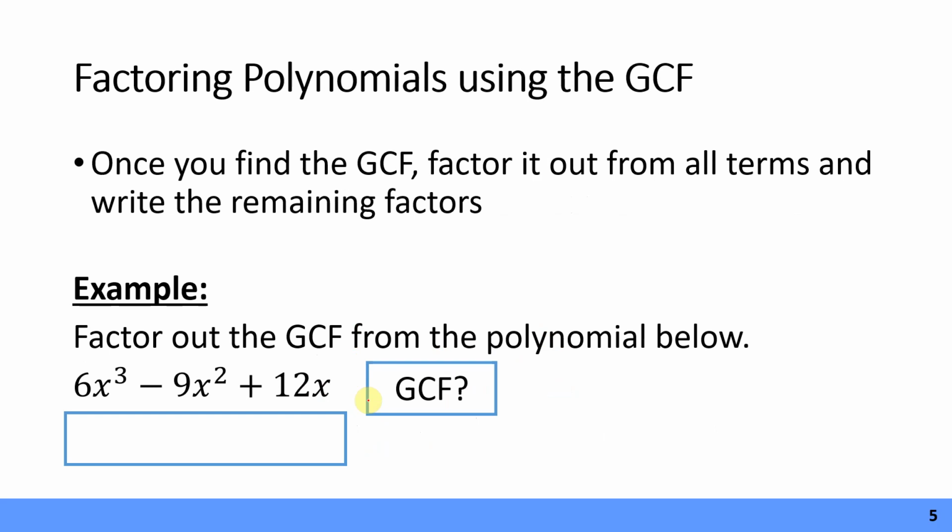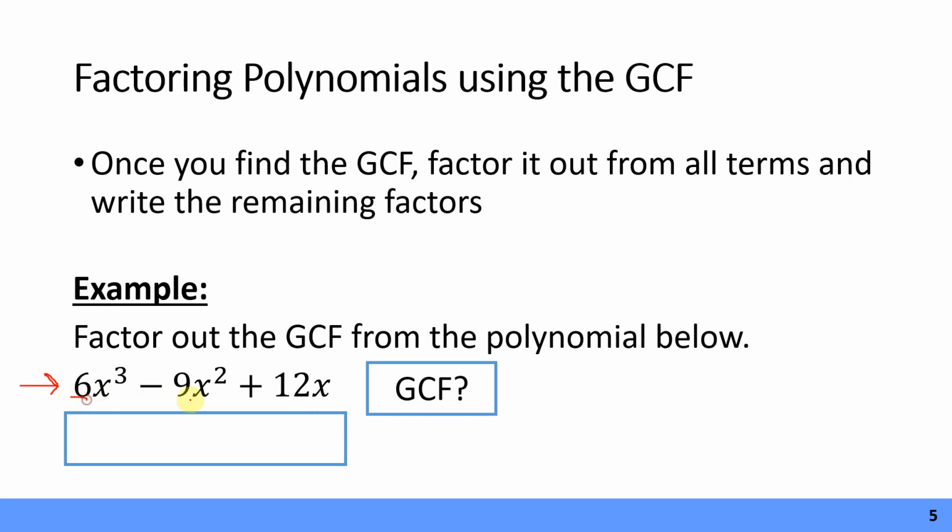All right, since you already know how to find the greatest common factor, we're going to start by practicing a problem on factoring. So when we tell you factor a polynomial, you always factor the greatest common factor first, and this is what you do. So let's look at this one. Factor out the greatest common factor from the polynomial below. So we have three terms. Remember, the first thing you always do is find the greatest common factor.